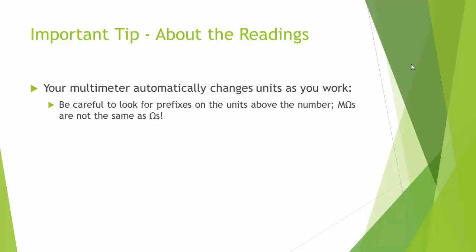Now, it's worth reminding again about the readings. The multimeter, depending on the type, will change units as you work. But you need to watch for prefixes either on the display or on the dial itself. Remember, if you put a capital M in front of ohms, it's a very different result than without that capital M. So 100 mega ohms is not the same as 100 ohms.